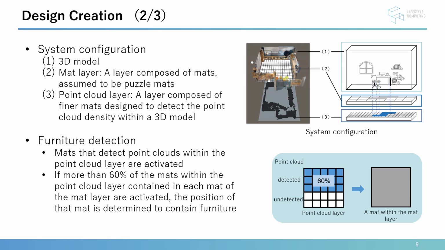Areas with obstacles such as furniture and walls tend to have concentrated point clouds, so each matte within the point cloud layer corresponding to these areas becomes active. When more than 60% of the point cloud layer beneath a single matte in the matte layer is active, it is determined that there is an obstacle at that location. The matte in matte layer is then grayed out, allowing the user to avoid placing matte where there are obstacles.